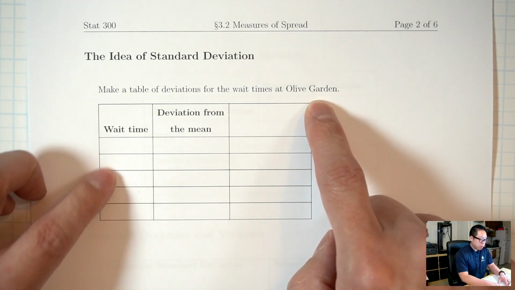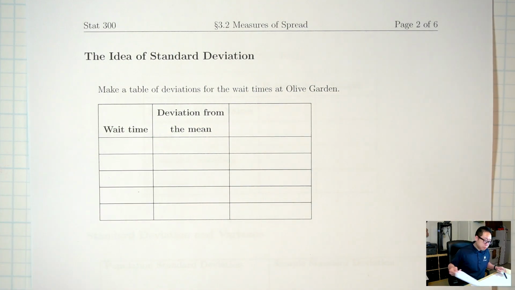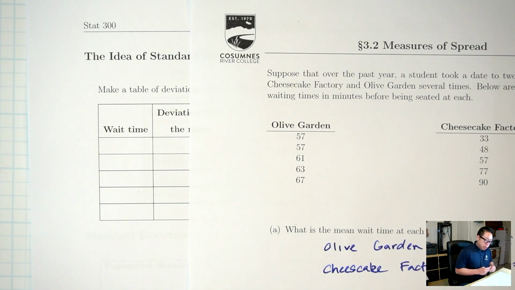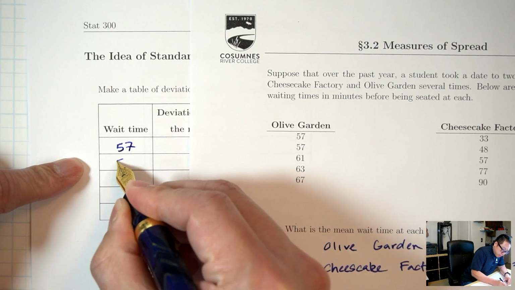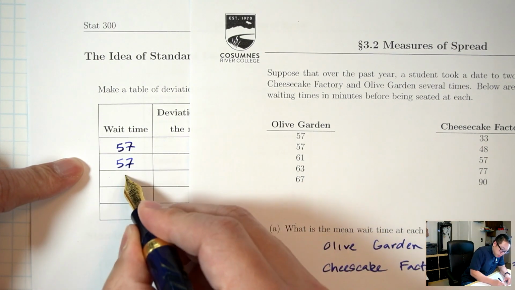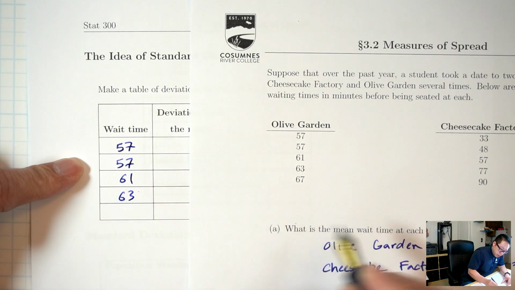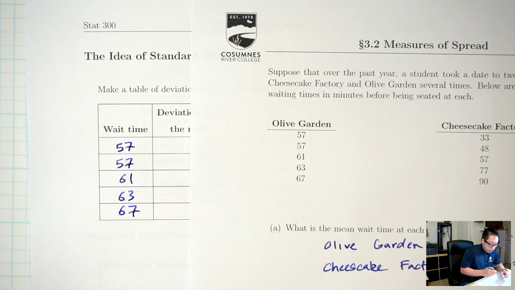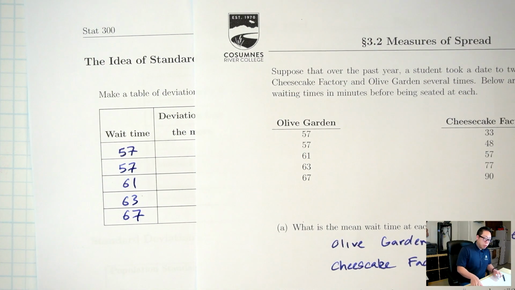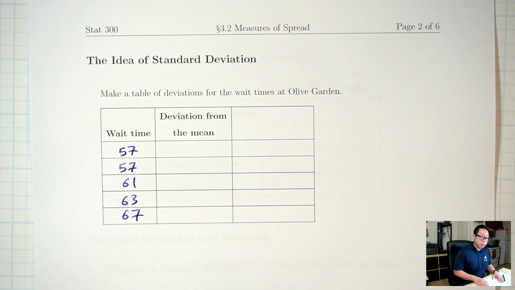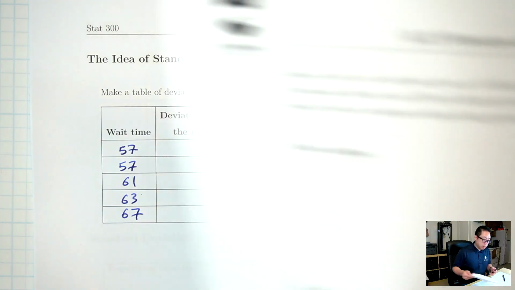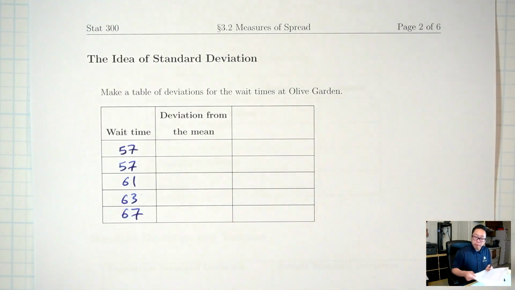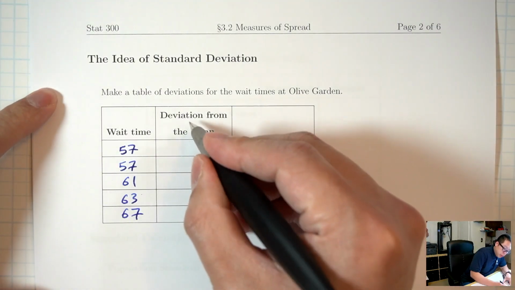Okay, so let me first copy down the Olive Garden numbers. 57, 57, 61, 63, and 67. And what I'm going to do here is do exactly what we did in the previous lecture, which is find the deviations from the mean. The mean here was, we said the mean was 61. Okay, so we're going to find the deviations from 61.